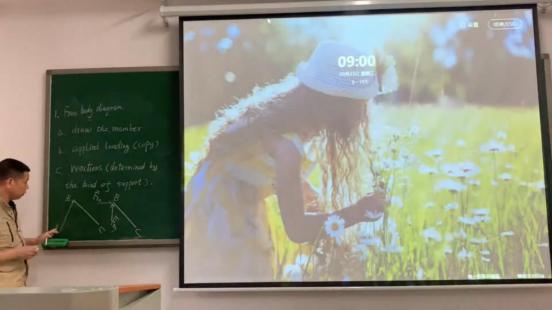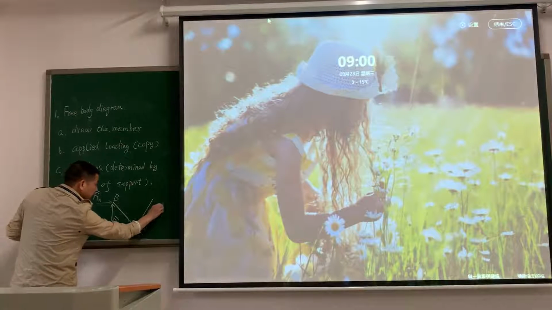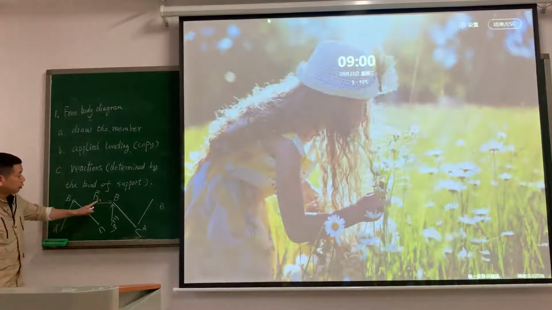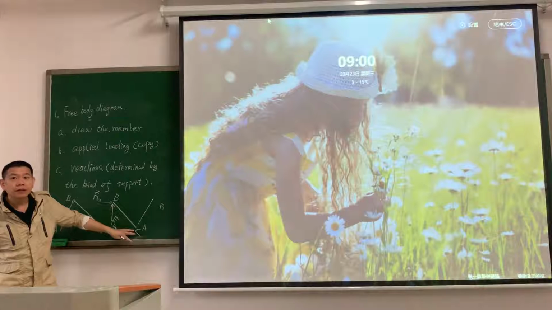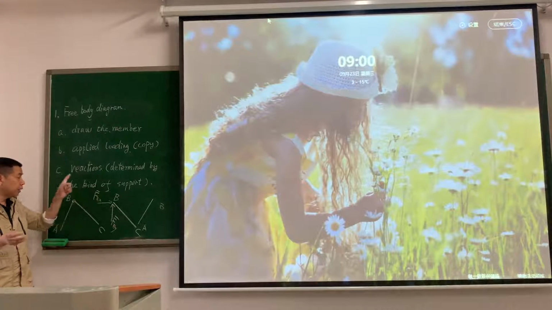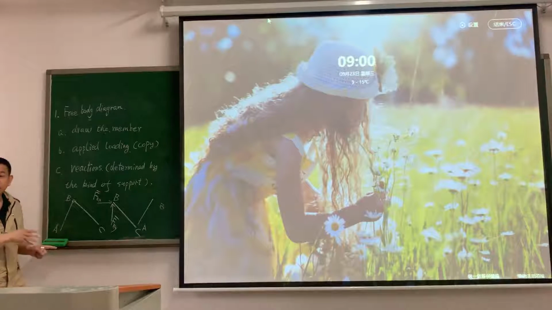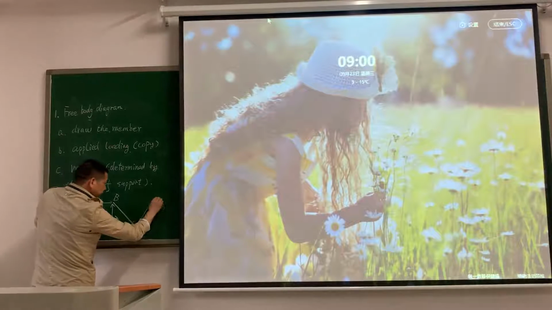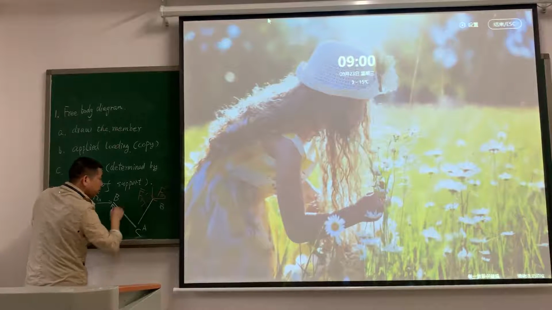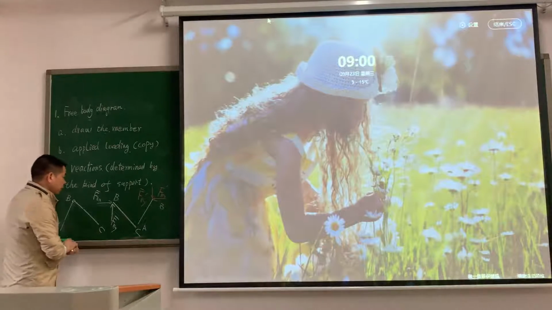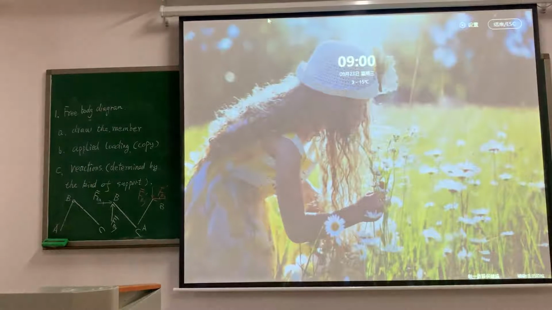If you draw the free-body diagram of AB, at point B, member AB exerts FBX, FBY on BC. At the same time, member BC will exert force on AB. It's action and reaction, so there is FBX prime and FBY prime. FBX and FBX prime are equal in magnitude and opposite in direction. Understand? It's physics.